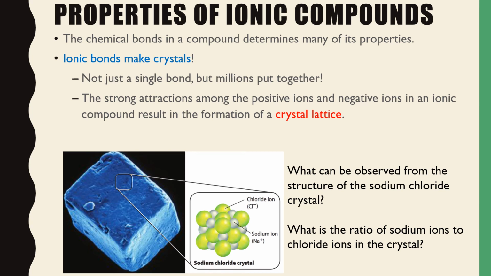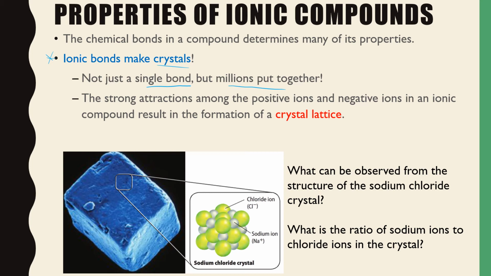Let's conclude today's lesson by going over a few properties of ionic compounds. The chemical bonds in a compound determine many of its properties. Ionic bonds, for example, make crystals, like the borax ornaments that you made last week. Why do they make crystals? Because ionic bonds aren't just one single bond between one metal and one nonmetal. It's actually millions of them put together.